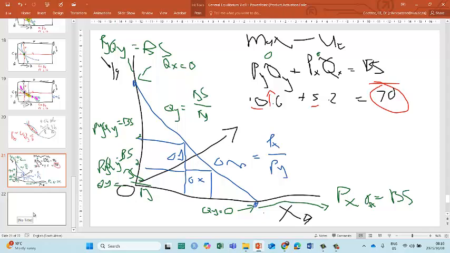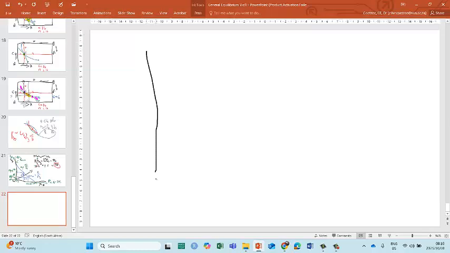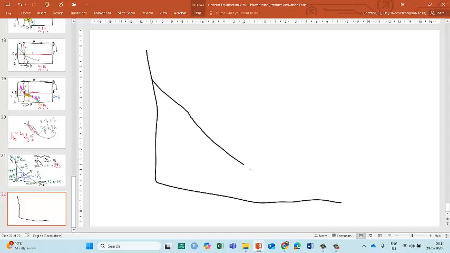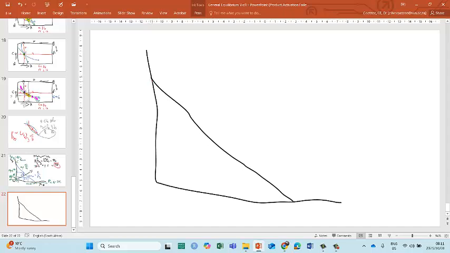I'm going to redo this again. Let's just rather do it here, so it's a little bit less cluttered. Okay, so let's quickly draw this. There's my budget constraint. Remember, this is quantities.